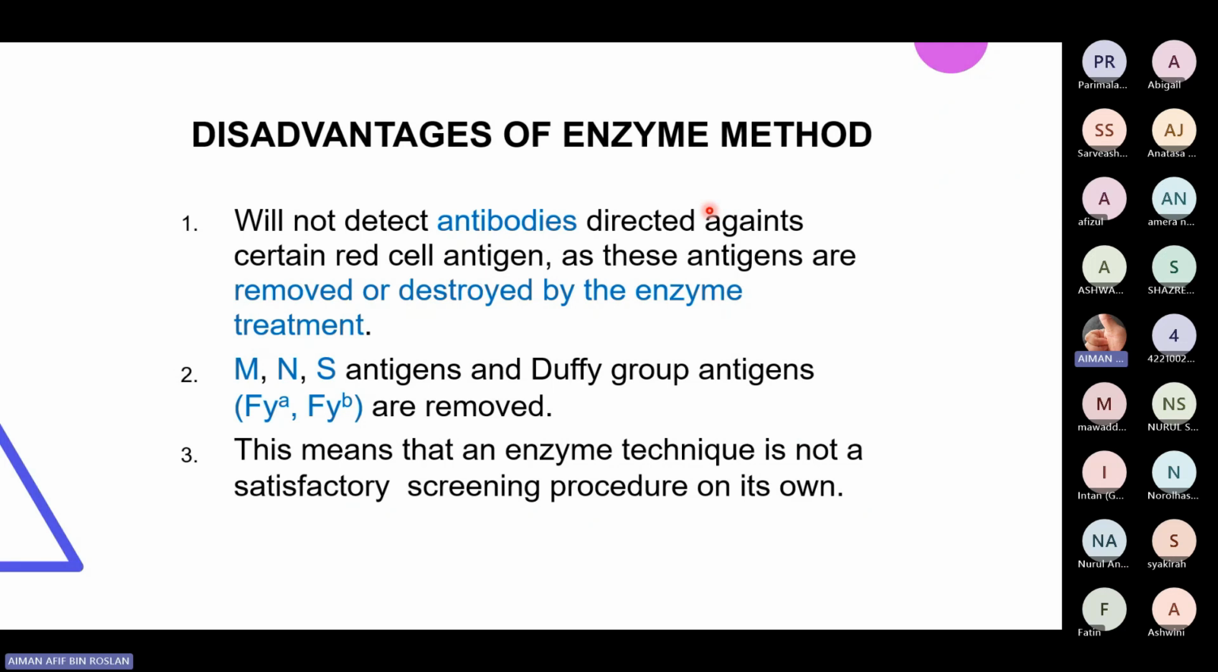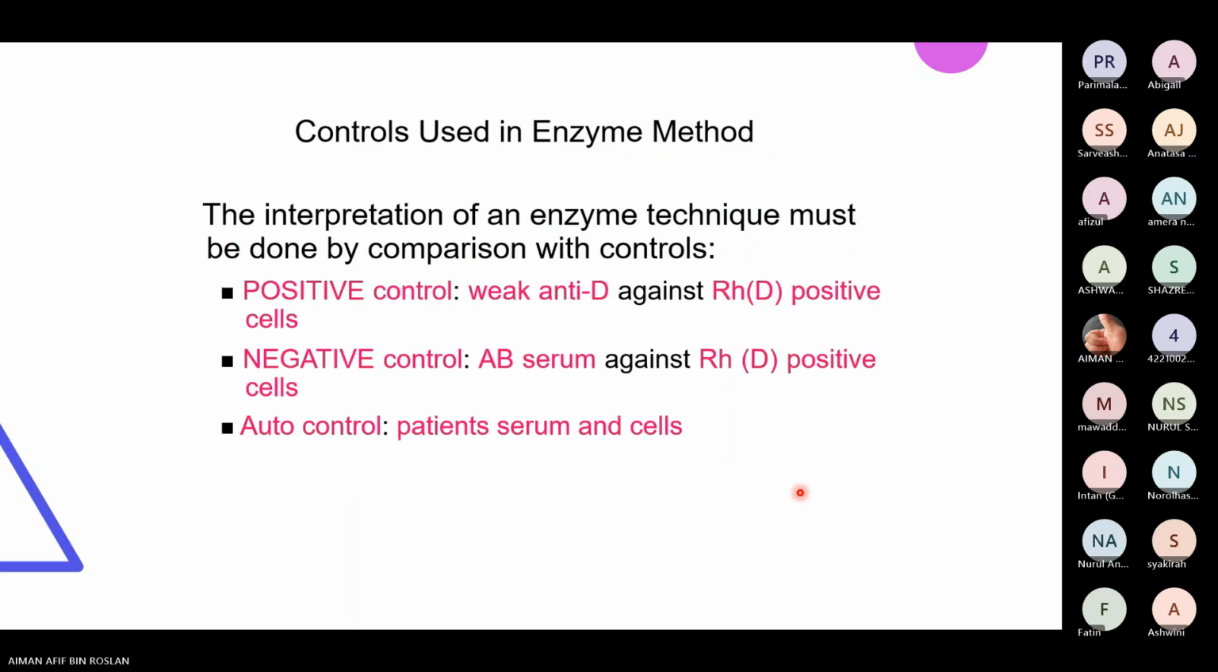Okay, now what are the disadvantages of using the enzyme method? It will not detect antibodies directed against certain red cell antigens, as these antigens are removed or destroyed by the enzyme treatment. MNS antigens and Duffy group antigens are removed. This means that the enzyme technique is not a satisfactory screening procedure on its own.